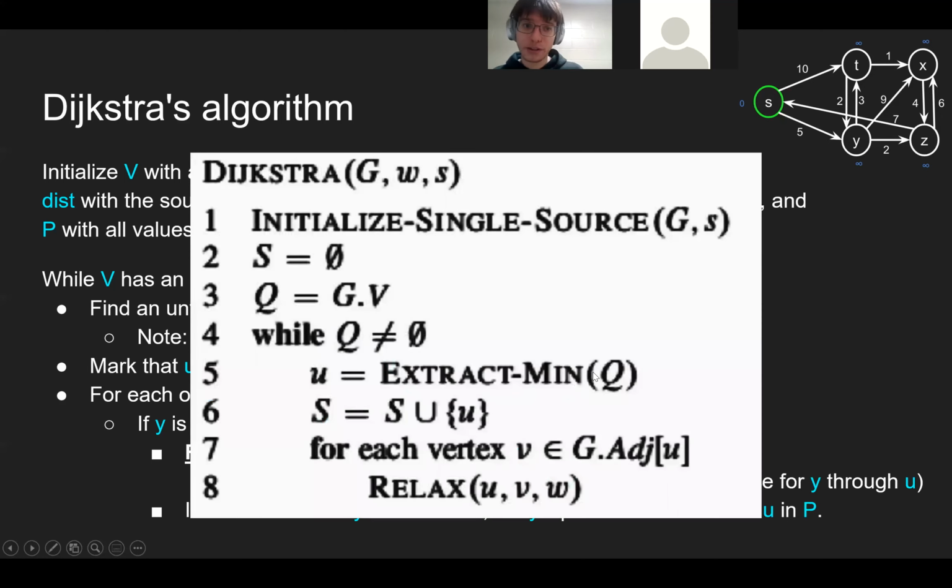And this is more concise code. Initialize, and then while we don't have an empty queue, you just keep extracting the min from the queue, and then you union your set with the newly inserted vertex. This set is just the output, like what Dijkstra's is going to output. And for each vertex in your adjacency list, you relax the edges.